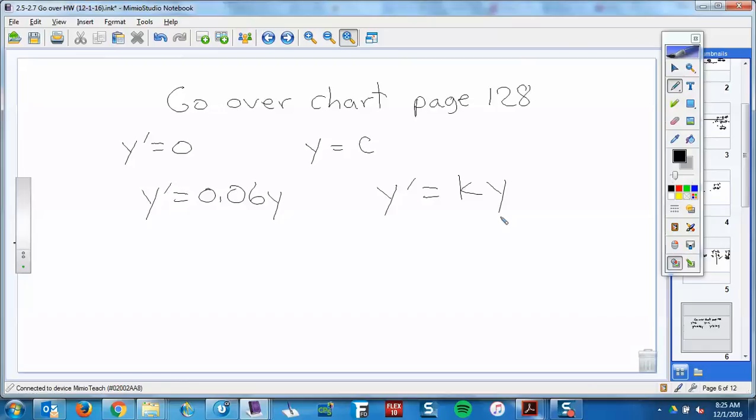Okay, y double prime equals k. That would be constant acceleration. Well, again, that's the one we talked about. We're going to talk about that here in a minute.